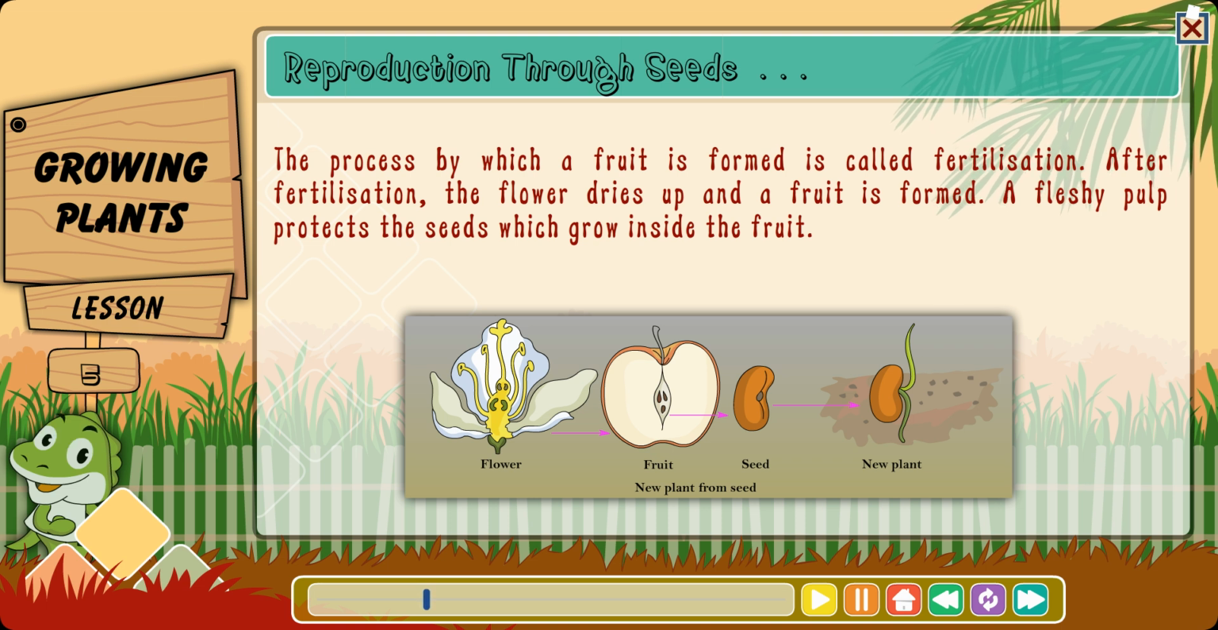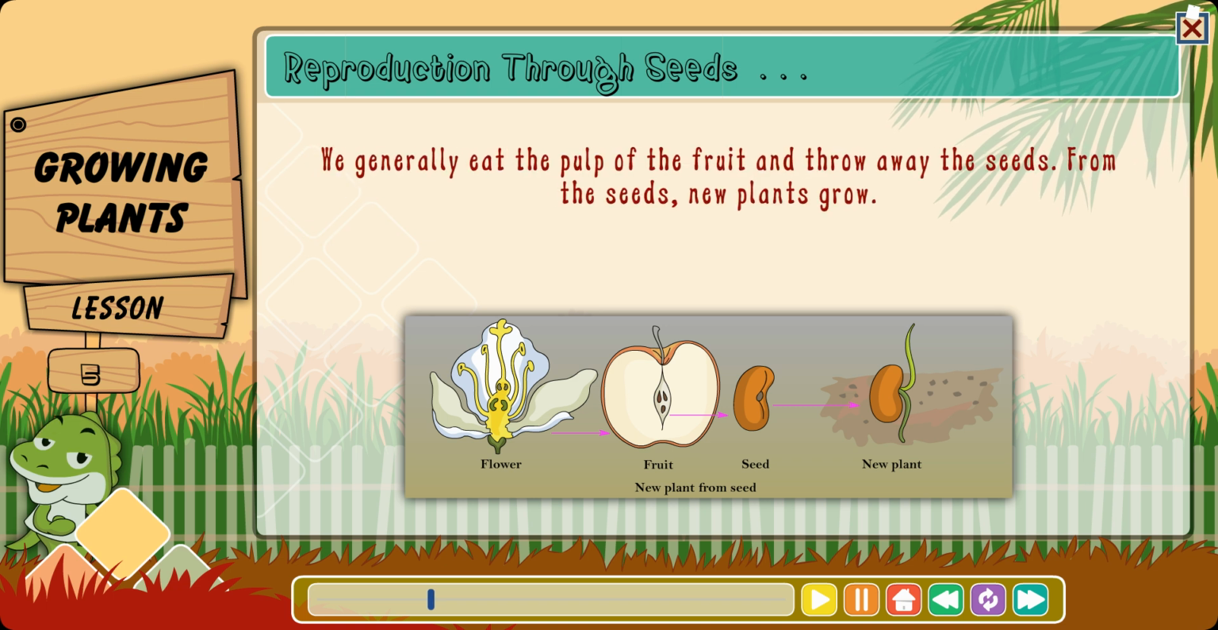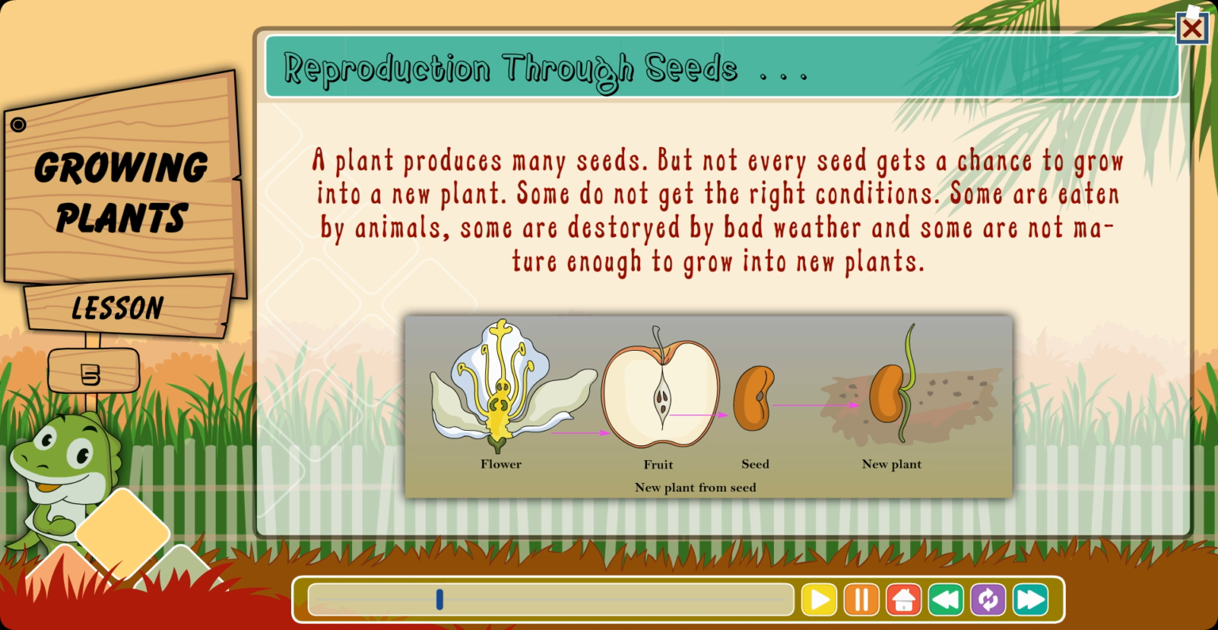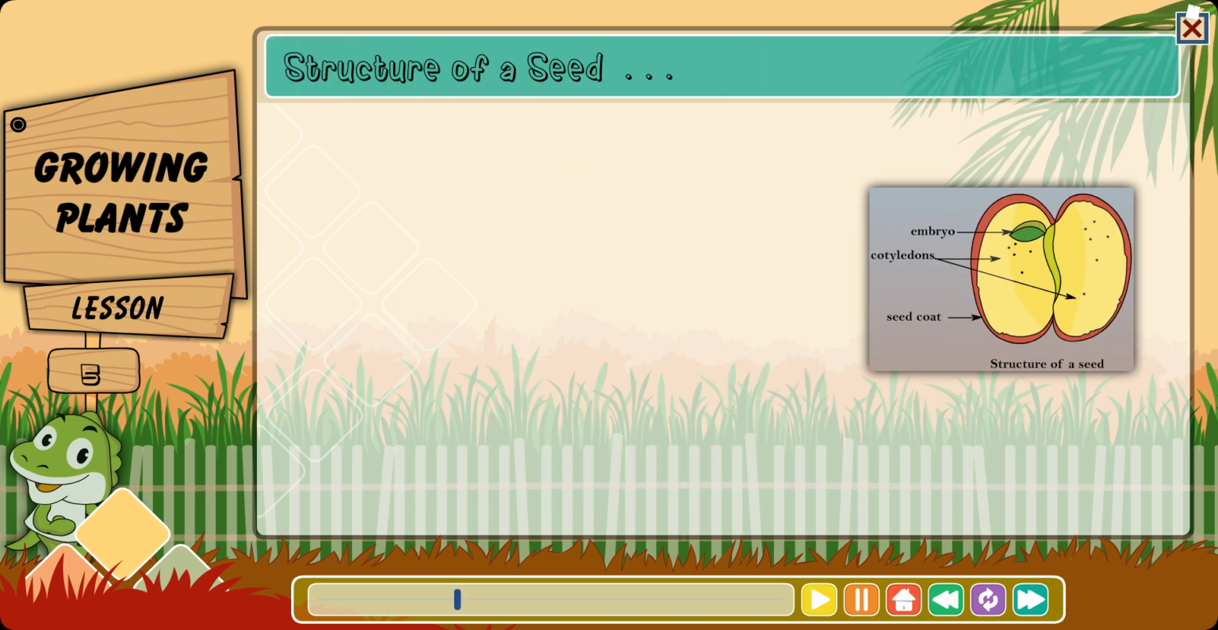A fleshy pulp protects the seeds which grow inside the fruit. We generally eat the pulp of the fruit and throw away the seeds. From the seeds, new plants grow. A plant produces many seeds, but not every seed gets a chance to grow into a new plant. Some do not get the right conditions. Some are eaten by animals, some are destroyed by bad weather, and some are not mature enough to grow into new plants.